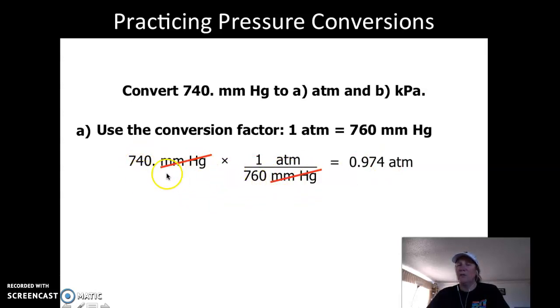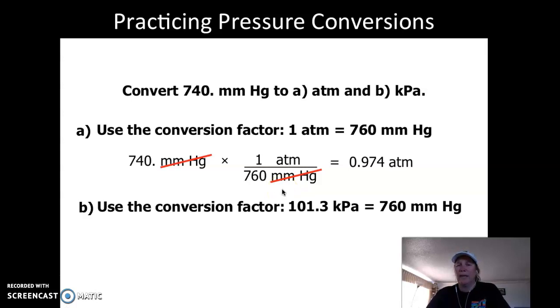So when you need to convert, it's easy. Just remember 1 atmosphere is 760. And I'll give you a sheet with all these numbers. I don't expect you to memorize all of them. Okay, if I'm doing, what am I doing here?